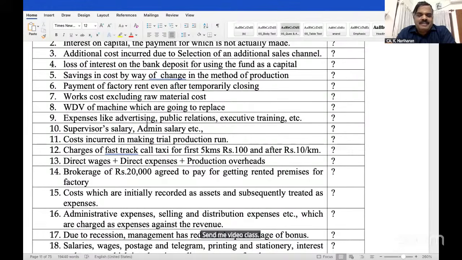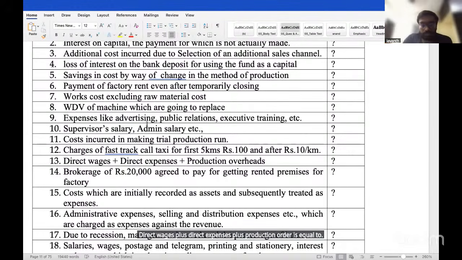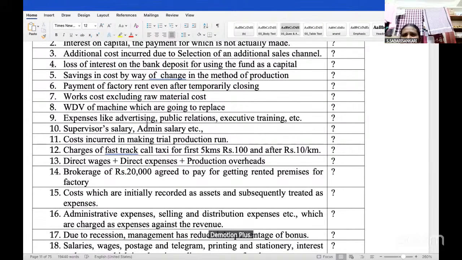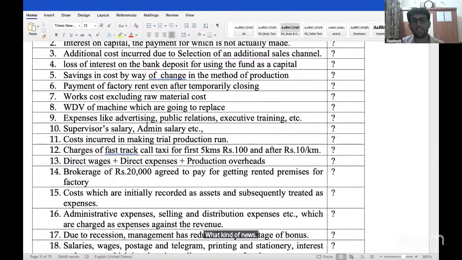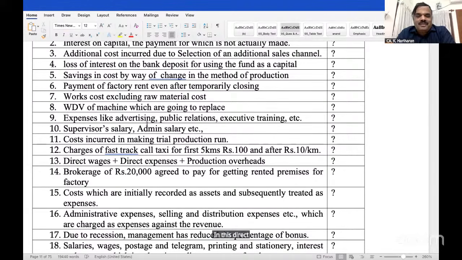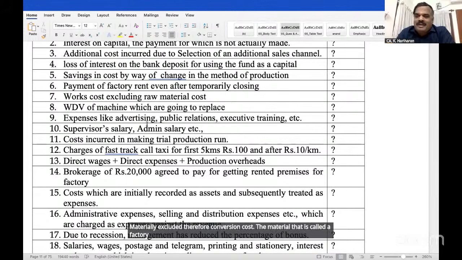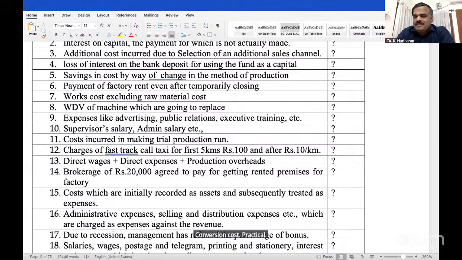Direct wages plus direct expenses plus production overhead is equal to conversion cost. Direct material is not included. See properly: direct material, direct wages, direct expense is prime cost. Here it started with the wages only. Material excluded, therefore conversion cost. Material included is called factory cost.